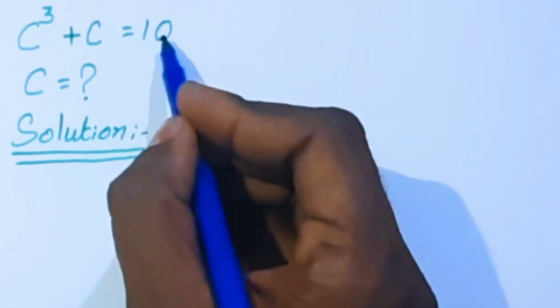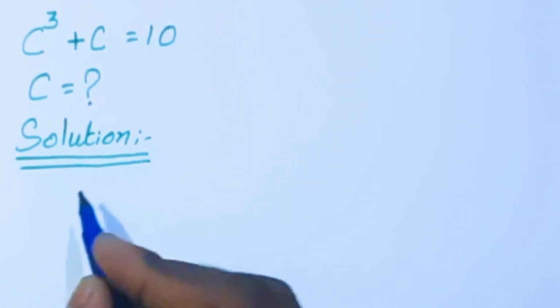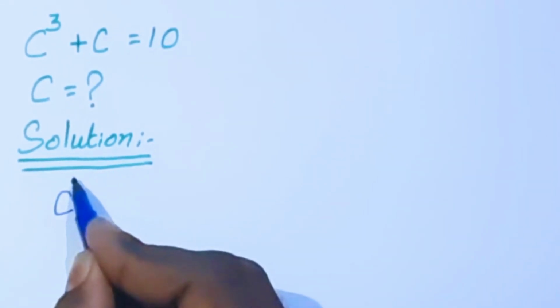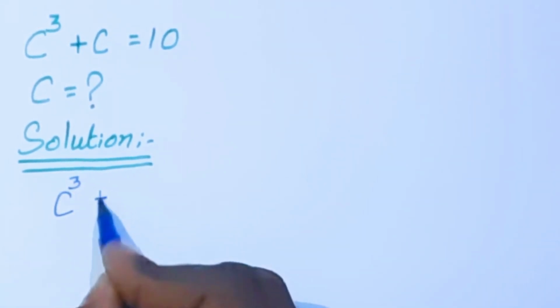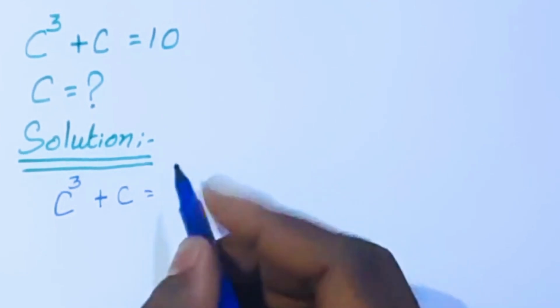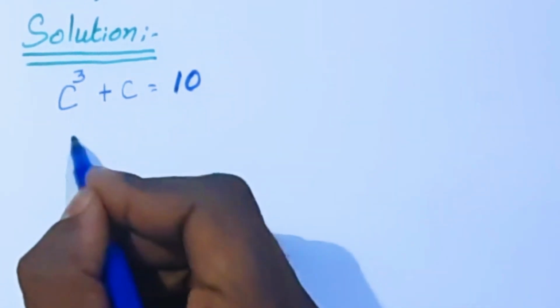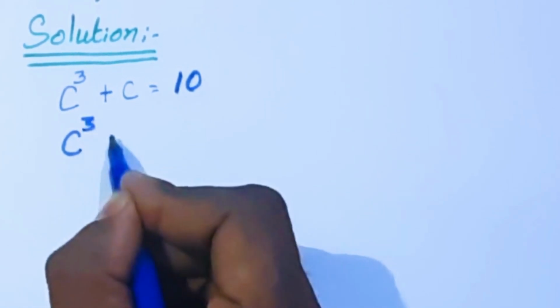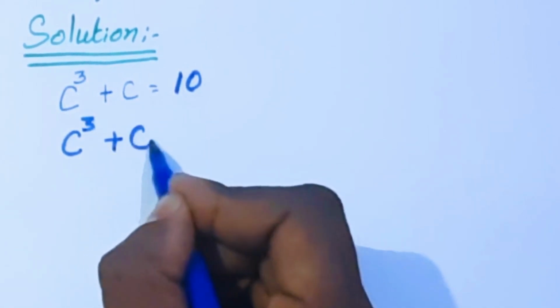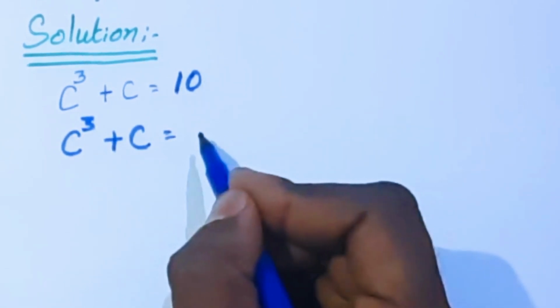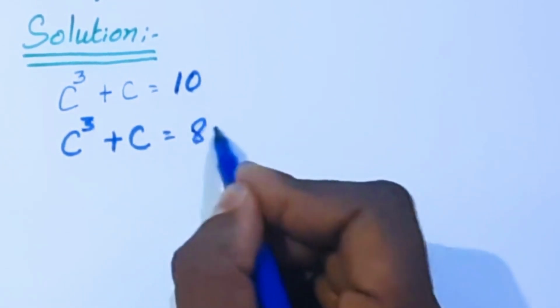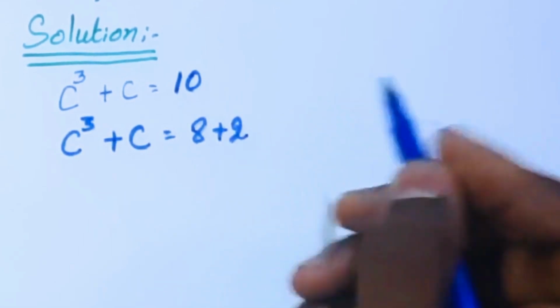Today we are going to solve this problem to find C value. Solution: C to the power of 3 plus C equal to 10. Now, C to the power of 3 plus C equal to, this 10 can be written as 8 plus 2.